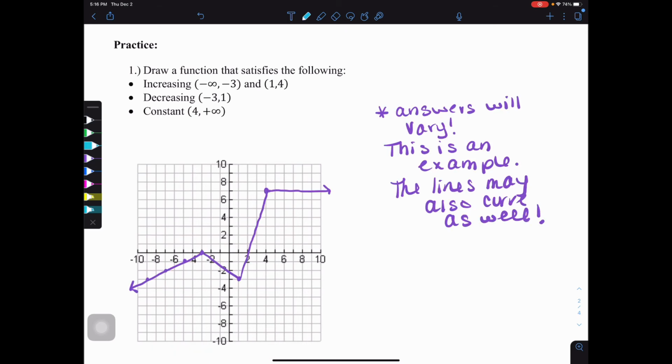So at this time, you've had an opportunity to try the practice questions. Let's go over the answers. In number 1, it was an open-ended question that just had certain restrictions on where the function should be increasing or decreasing.